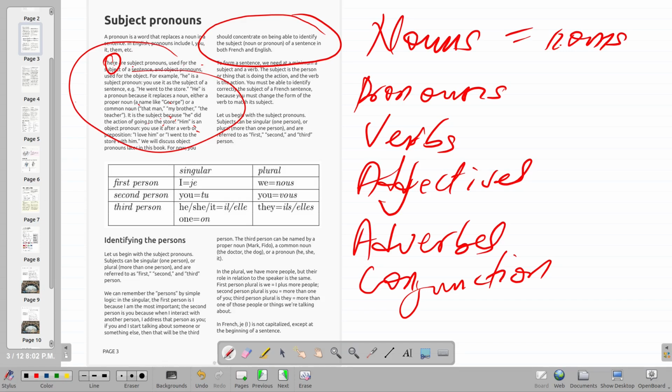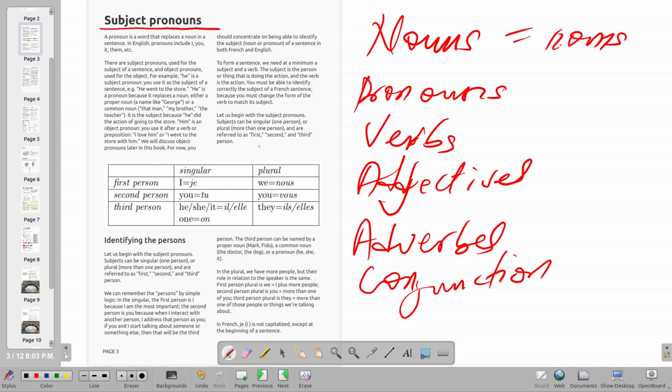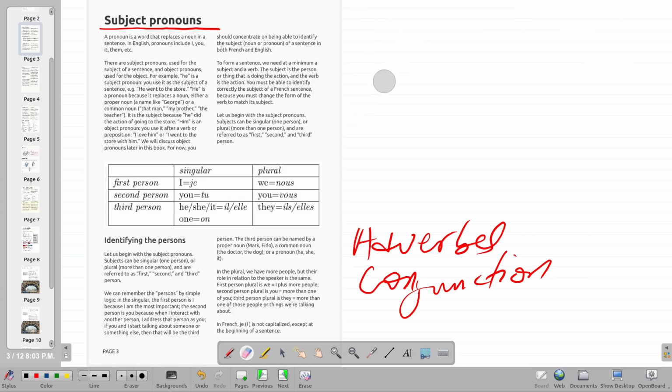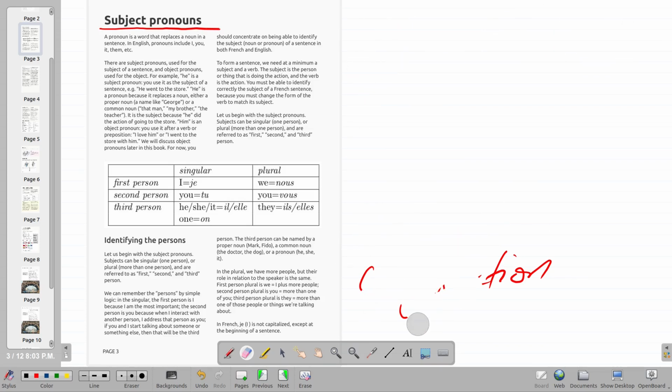So in this lesson, we are going to focus on pronouns. There are so many different types of pronouns: subject pronouns, object pronouns, and we are going to focus on subject pronouns. What is a subject? That's a question you may be asking. What is a subject? Now we are going to look at a simple sentence.